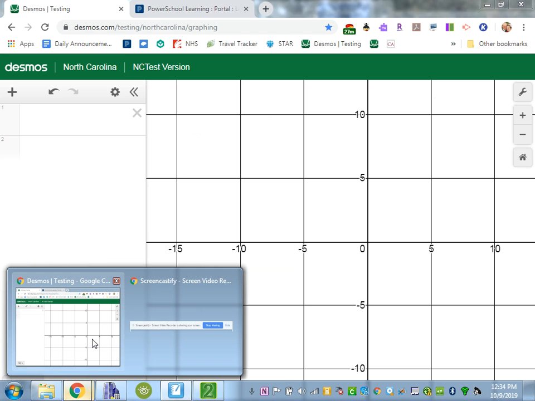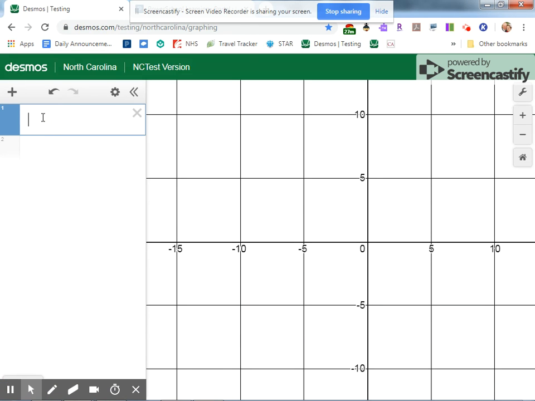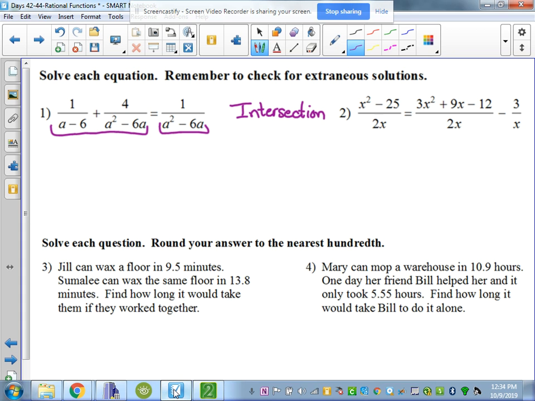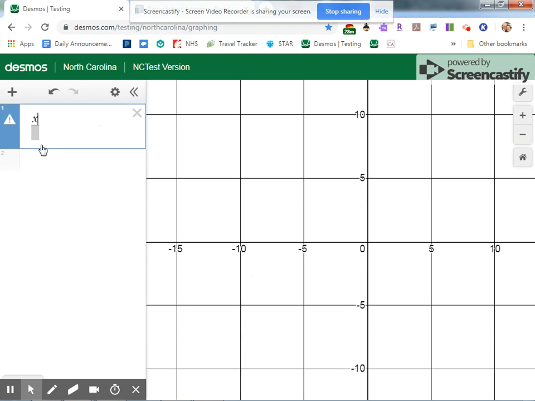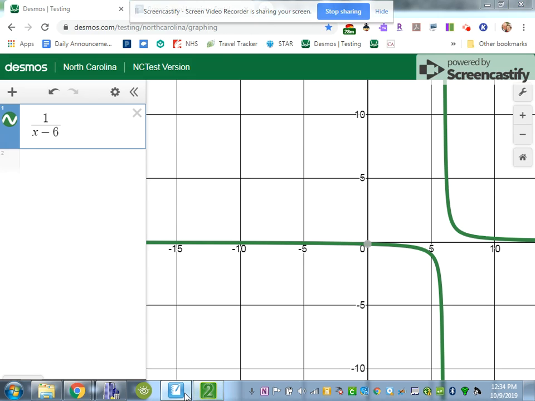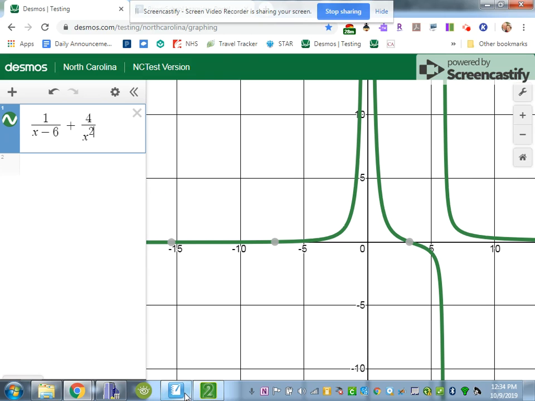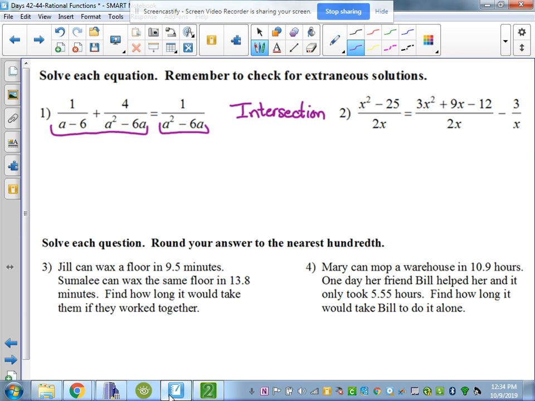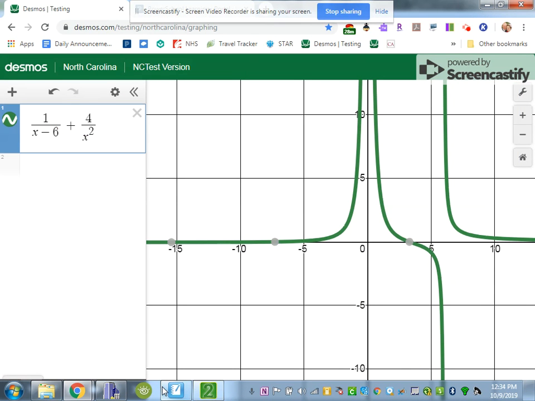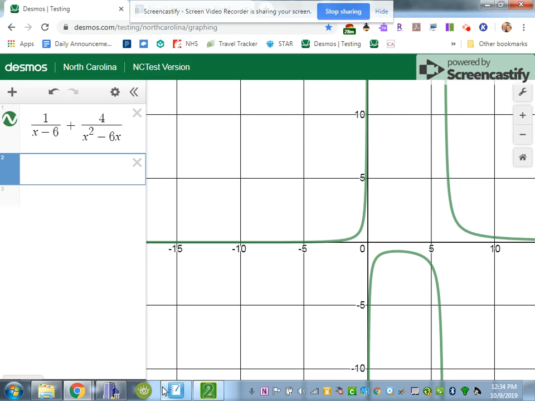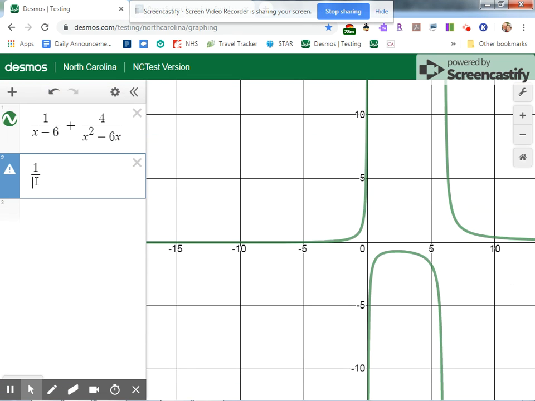Now, remember when we plug into Desmos, we can't use the A's, we need to use X's. So 1 over X minus 6, plus 4 over X squared minus 6X. Okay, we put that in, then we put in the other side of the equation. What was it? 1 over the same thing, X squared minus 6X.